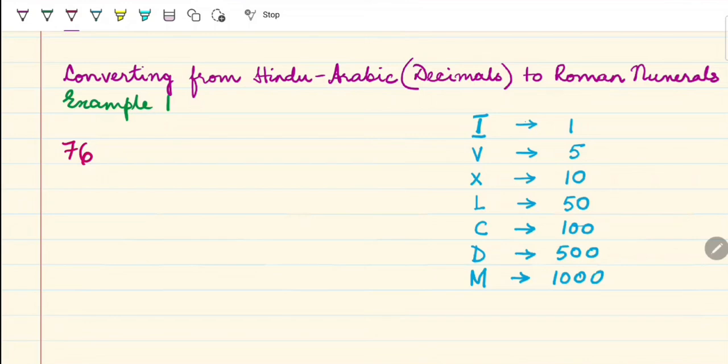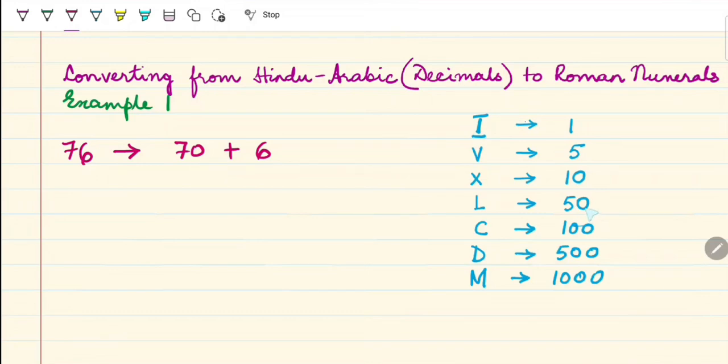All right. So 76. Now the first thought when expanding or breaking up 76 would be to write it as 70 plus 6, right? We can write it as 70 plus 6. However, the number 70 is not one of the values in the Roman system. Neither is the number 6. Somehow we will have to rewrite 76 using the values in this list only.